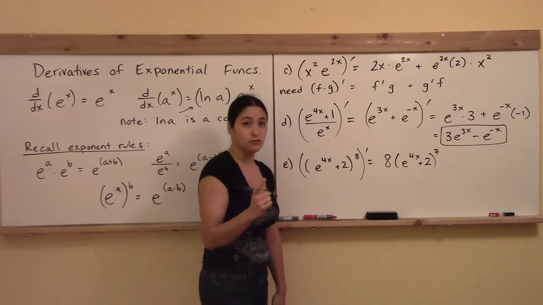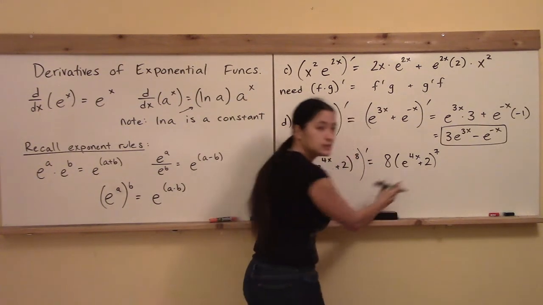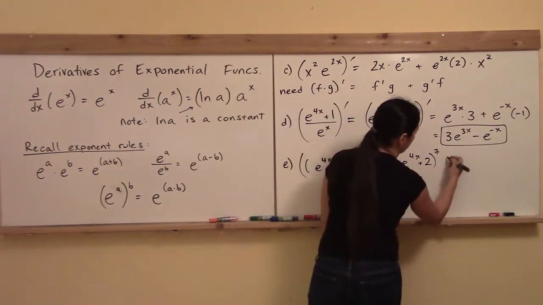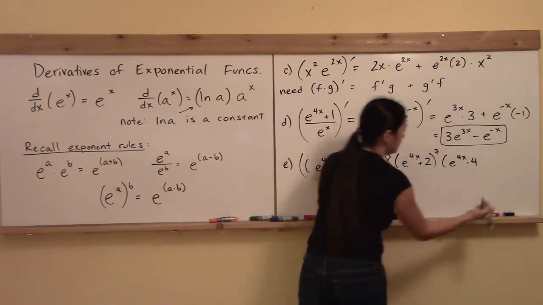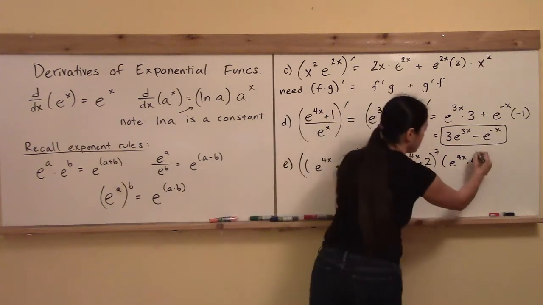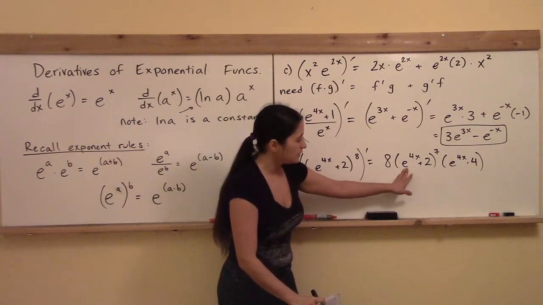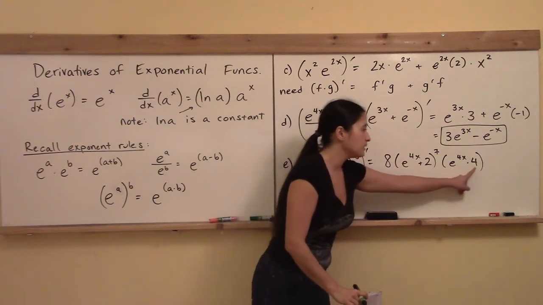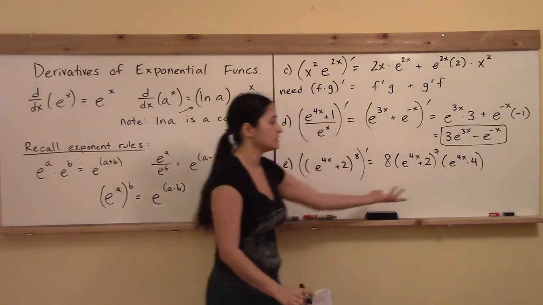Don't forget the chain rule. We must now multiply this by the derivative of this inside function. Alright, and the derivative of e to the 4x plus 2 is e to the 4x times 4. And the derivative of plus 2 is 0, so the 2 just goes away and it disappears. But once again, you see that when we have e to something times x, we repeat that, but then we have to multiply by the number that was multiplying the exponent, the x inside.